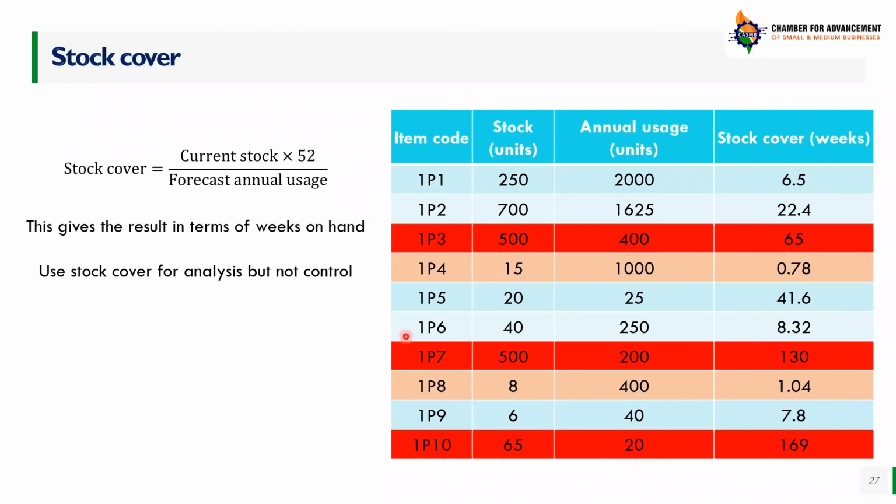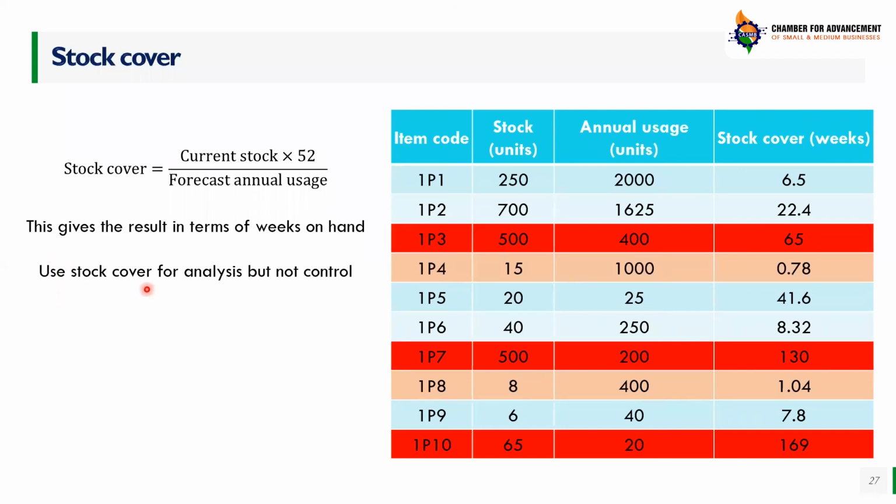So these items need more attention, like why so many items are ordered and why we have so many units of these items in stock. It is just eating our space and we are paying more cost for storage of these items. Stock is enough for more than a year here. So special attention is required for these items which are highlighted in red here.